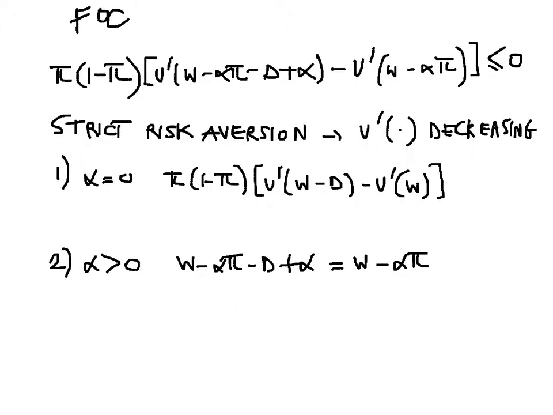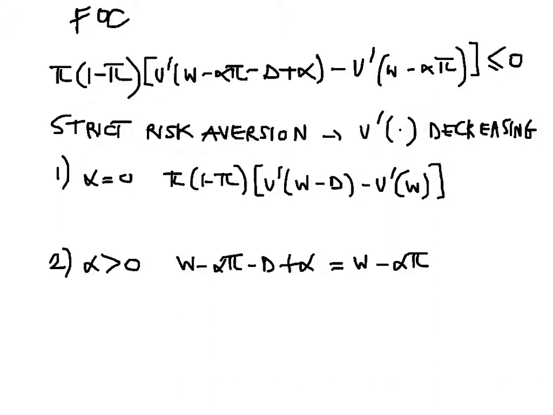Now I have written the first order condition here by simply factoring by pi times 1 minus pi. And I'm also outlining here an additional assumption, which is that we have strict risk aversion, meaning that the utility function is strictly concave, meaning that u prime, the first order derivative, is strictly decreasing. I should have been writing strictly here and I forgot.